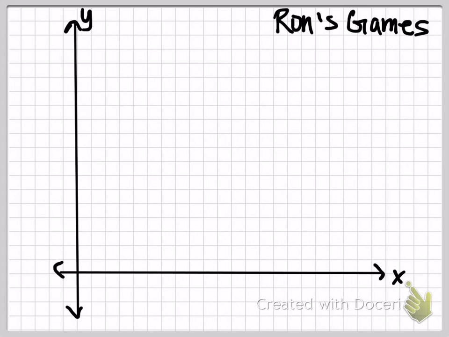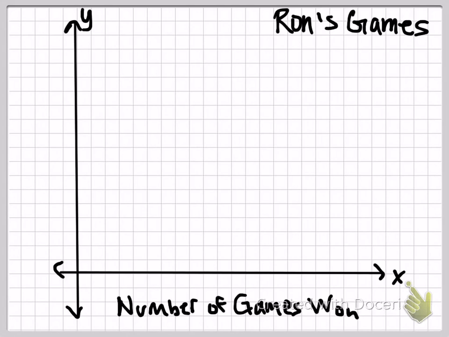I'm going to label my X axis with the variable that is being represented by X, which is number of games. And then I label my Y axis with the variable that Y is representing, which is number of credits. And now I have to label my X and Y axis. I'm going to use the table to see how far I need to go. So I need to get to 40 on my X axis.